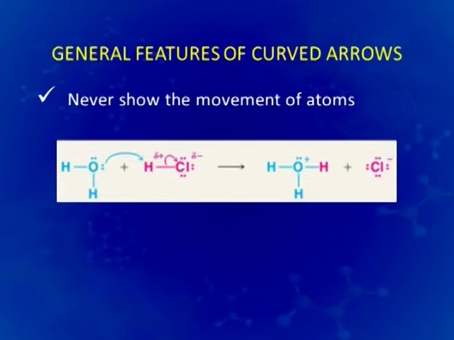As you will see when we do more and more organic reactions, the atom is never shown to be moving with the curved arrow. It is only the flow of electrons, as in this example, wherein this electron pair from oxygen is moving to this proton, and in turn it is taking away this proton and giving rise to a positive species, H3O+, and Cl-. So, this is the way we use curved arrows.